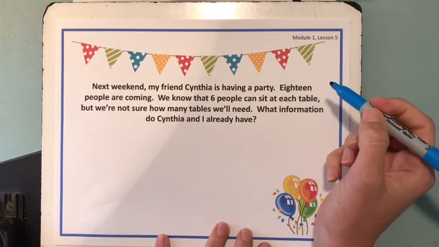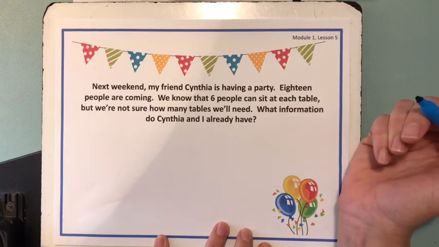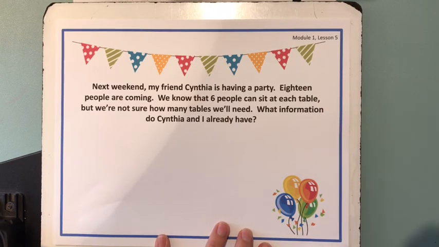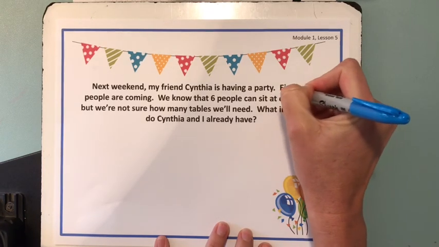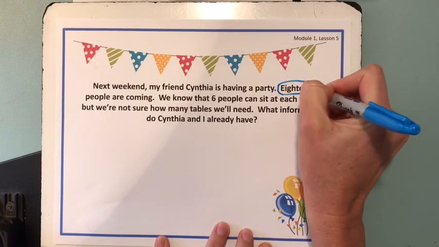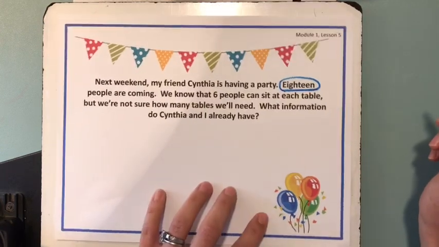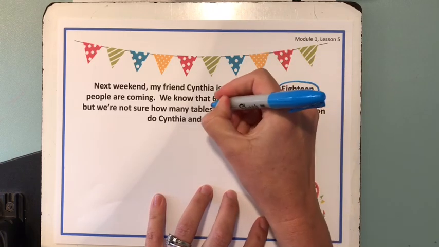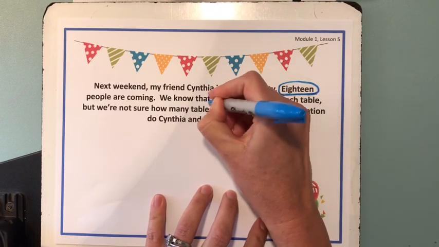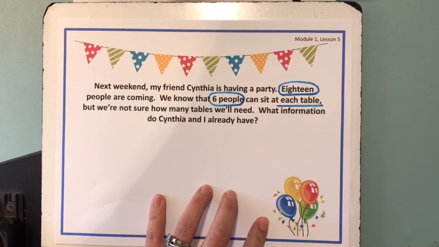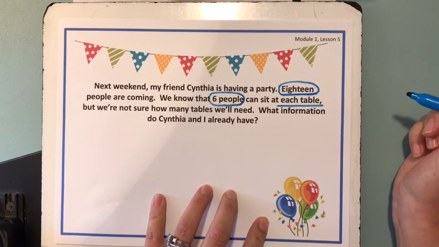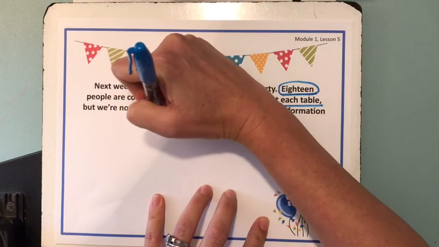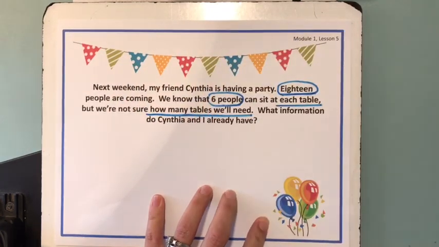Well, let's see. We know that she has how many people coming to her party? On my snap, 18, right? So I'm going to circle 18 because I know that that's important. Now, do we know how many people can sit at each table? Think about it. On my snap, 6, right? 6 people can sit at each table. But do we know the number of tables? No. That's the question, right? They need to figure out how many tables they need.